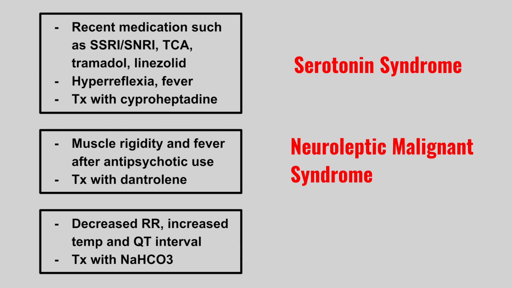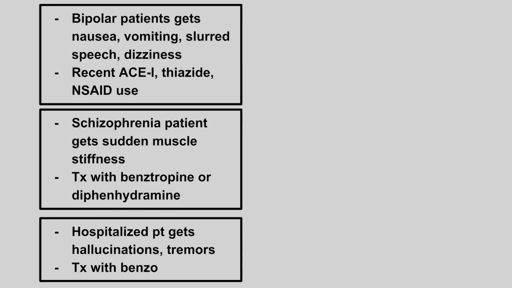Next, we have a patient who has decreased respiratory rate, increased temperature, and increased QT interval, and we treat this with sodium bicarb. This is a TCA toxicity. And remember, the sodium bicarb here helps stabilize the cardiac membrane. Next, we have a bipolar patient who gets nauseous, vomits, slurred speech, and dizziness, and they might have recent ACE inhibitor, thiazide, or NSAID use.